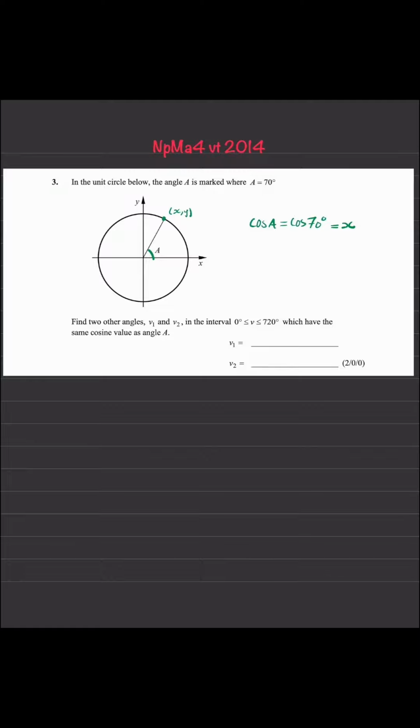Okay, if I want to find other angles in this interval for which cosine of those angles is exactly cosine of 70 degrees, it means that I have to look for points on the unit circle so that either they end up here, which of course have the same x-coordinate, or they end up somewhere that the x-coordinates are the same. For example, immediately you can see that one option is exactly the mirror image of this point with respect to the x-axis, because this point has coordinates x and minus y.